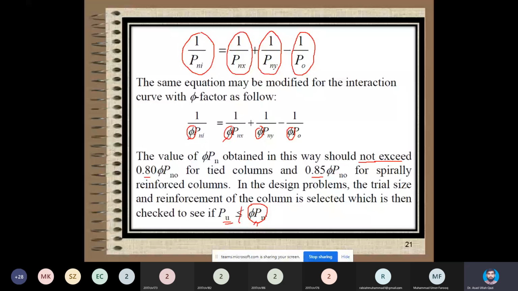In case the demand is much smaller than the capacity, even then you need to revise for economical design. So it is actually a review technique, not a direct design technique. Its detail is available in the book by Arthur H. Nilson, 14th edition. It is available on PDF Drive. You can download it for better understanding of this Bresler reciprocal load method.